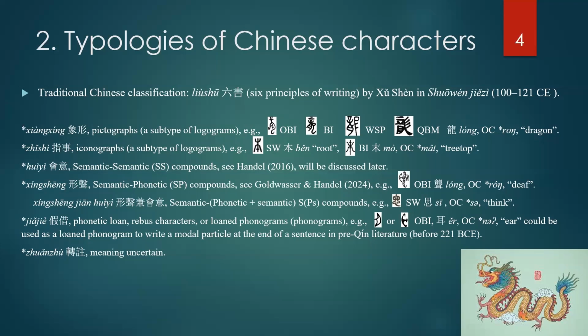The fifth principle, 假借, was also called phonetic loan, or loaned phonograms, which function as phonograms. For example, the sign ear could be used as a loaned phonogram to write a modal particle at the end of a sentence in preaching literature. The last one, 转注, however, is an uncertain type in the dictionary 说文解字.